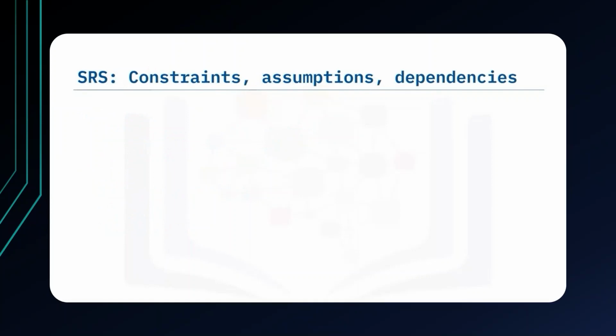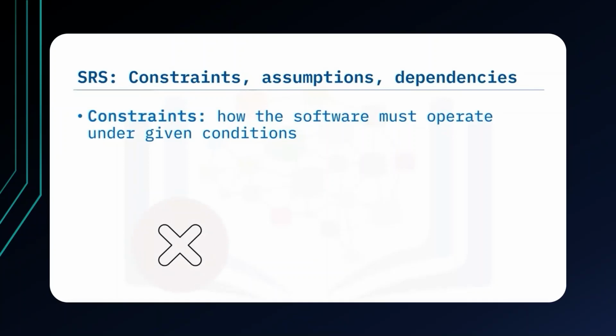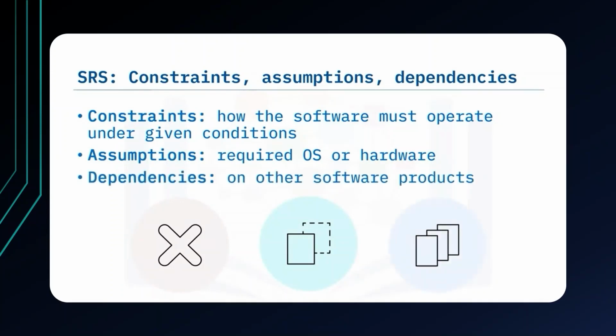The second part of the SRS should detail constraints, assumptions, and dependencies. Constraints describe how the product must operate under given conditions that may limit options in the design phase, such as conformance to standards or hardware limitations. Assumptions may include things like a required operating system or hardware that is needed by the software to function. Dependencies on other software products should also be noted.